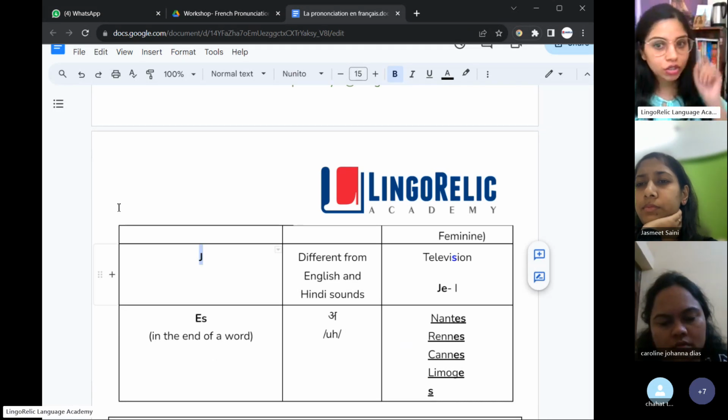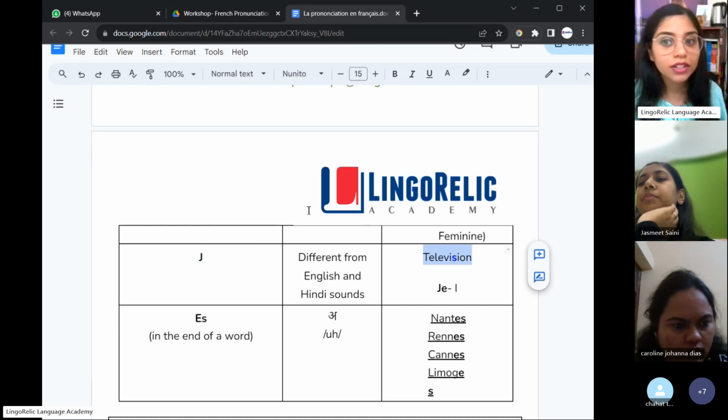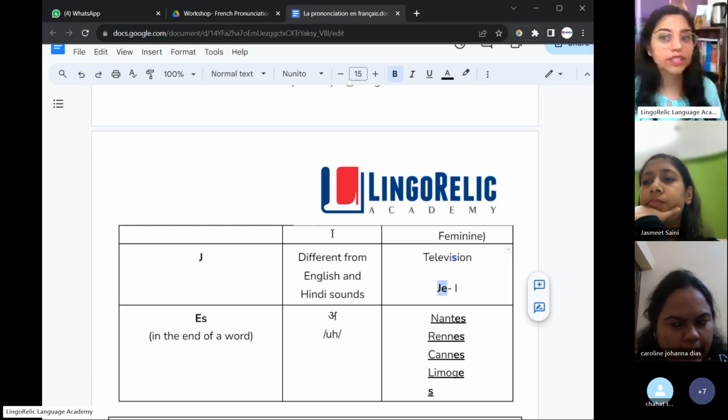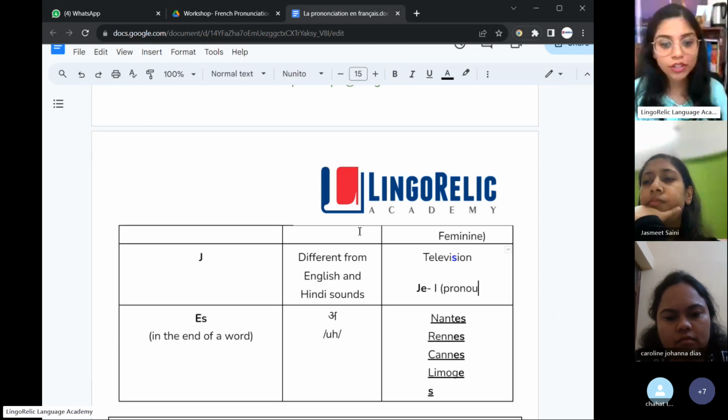And then you have J. This is not Z, it is not Y. It's a different sound from the English and Hindi sounds that you usually have. But in English, you have a word called television. The sound in television is the J sound. For example, je, the pronoun I, the pronoun for first person singular.